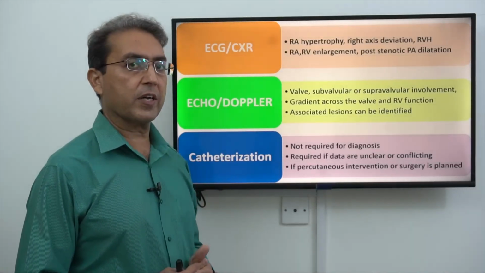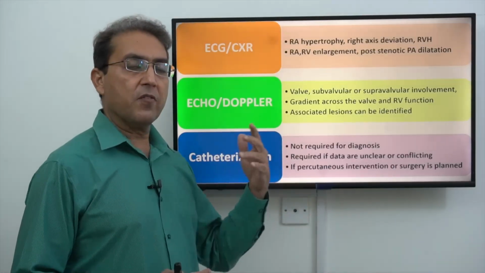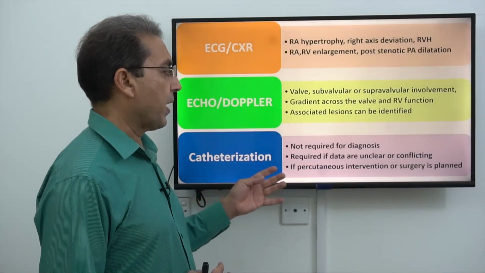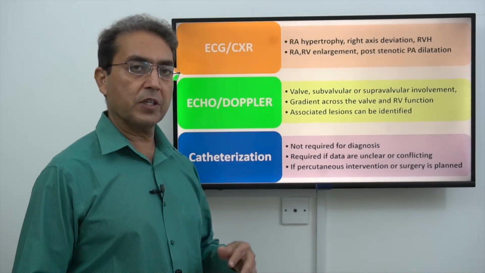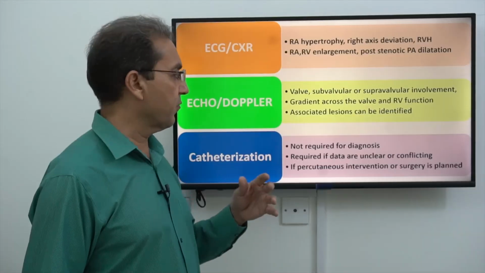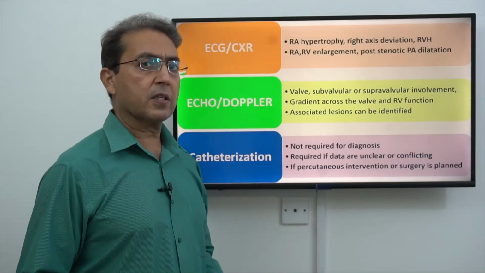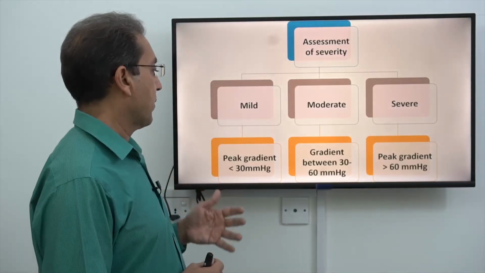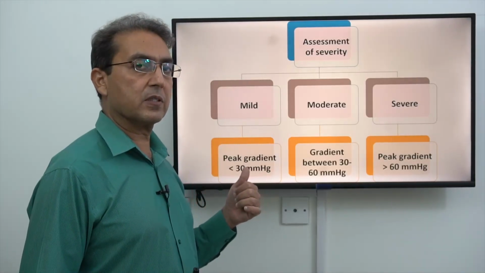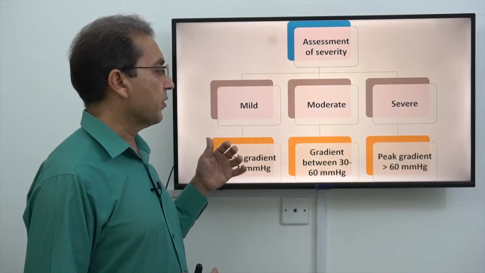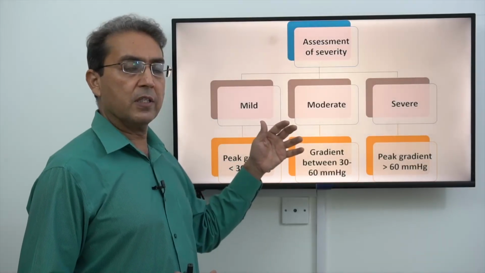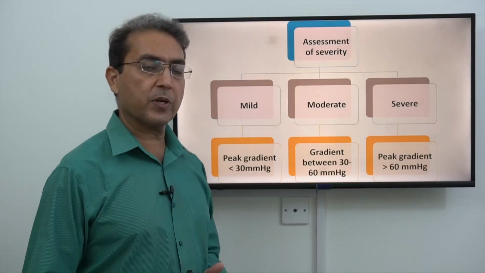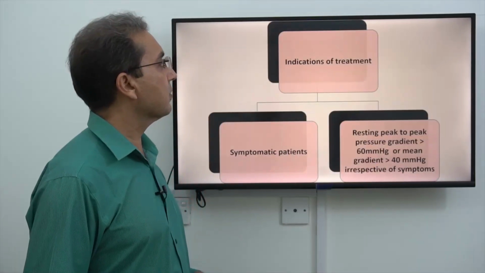Catheterization is generally not required for diagnosis. Catheterization is only required if the clinical and the echo data are conflicting or confusing, or if we are planning intervention or surgery. In that case, cardiac catheterization may be required. Otherwise, for diagnosis of pulmonary stenosis, cardiac catheterization is generally not required. Then how do we assess the severity of pulmonary stenosis? It is mild if the peak gradient is less than 30 millimeters. If the peak gradient is between 30 and 60 millimeters, this is a moderately severe pulmonary stenosis. And if the peak gradient is more than 60 millimeters of mercury, that means this is a severe pulmonary stenosis.